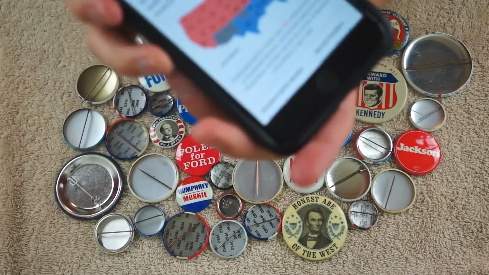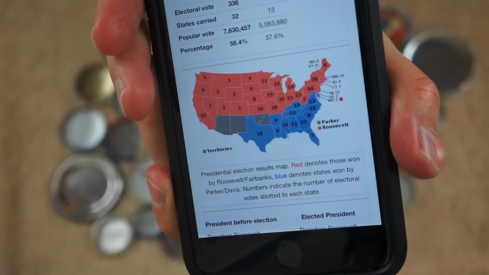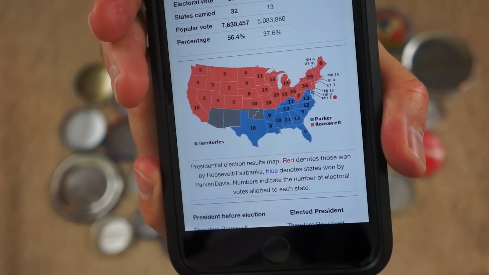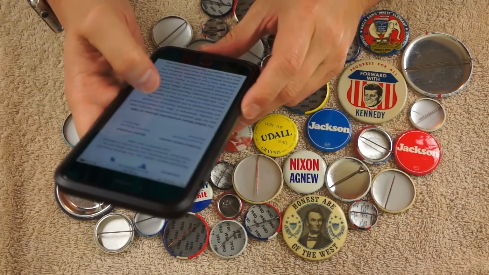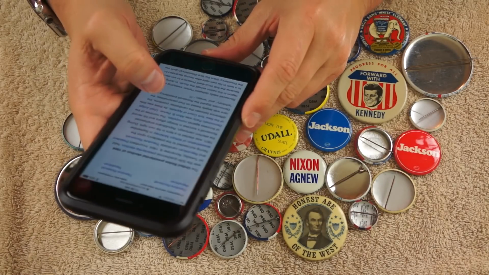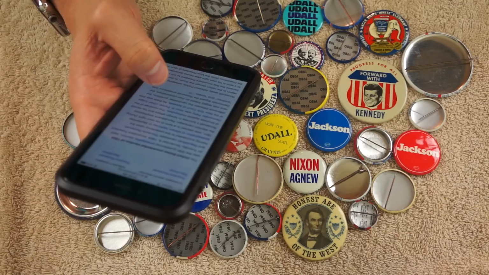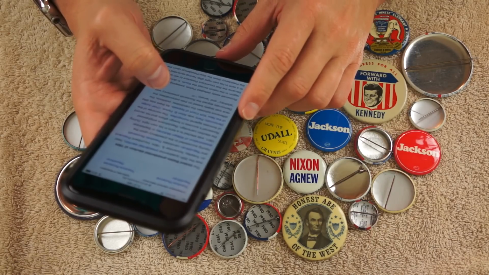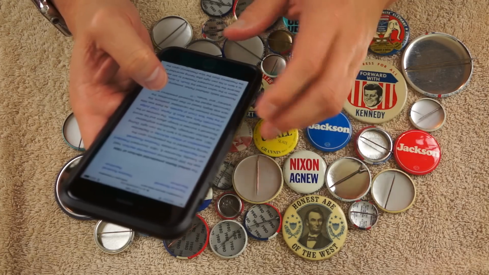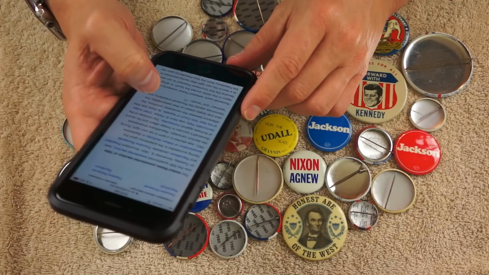Wow. You can see here that Parker pretty much won the South, and Roosevelt won everything else. Let's see. This was incumbent Theodore Roosevelt having succeeded the presidency after William McKinley was assassinated. We are all kind of connected here.